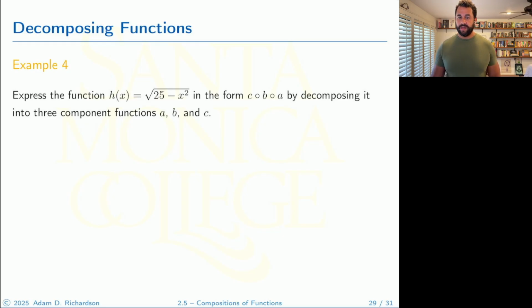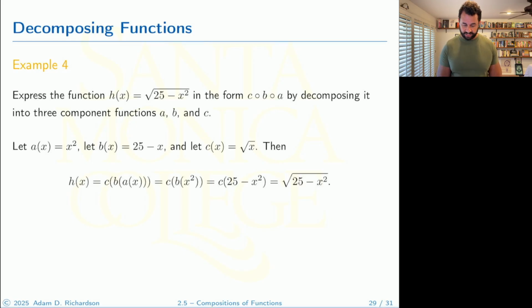Okay, here we go. Now, when I look at this, what I see first is x is getting squared, and then I get x squared. Then what happens is I take that value and I subtract it from 25. That's what happens next. Then I take that value and I take its square root. That's what happens third. That is the sequence of the composition: x squared, 25 minus that, square root of that. So our three component functions have this form. Let a of x be x squared.